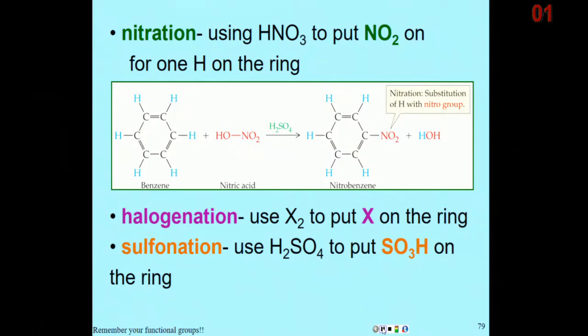The first is nitration, where you put a nitro group on the ring. Nitro is what the substituent name will be called in this case, and you use nitric acid to do it. And so you're substituting the hydrogen with an NO2. The displaced hydrogen then combines with OH to make water, and the product is called a nitrobenzene.